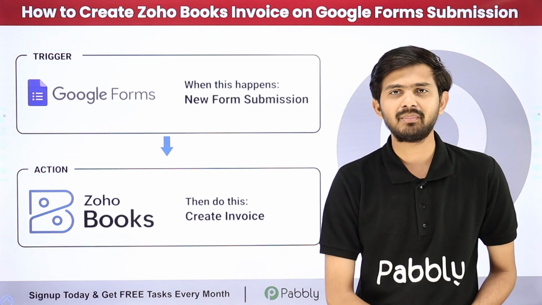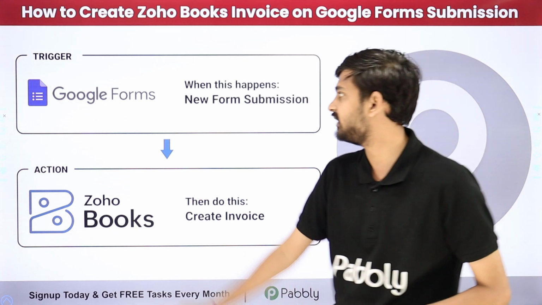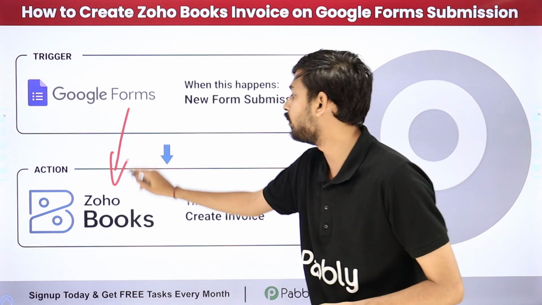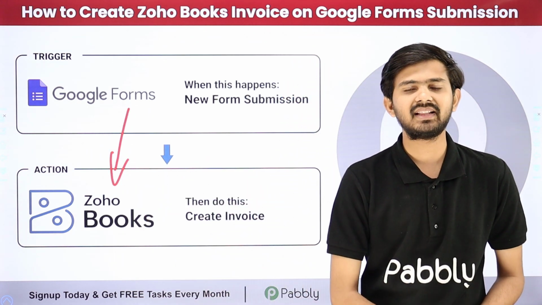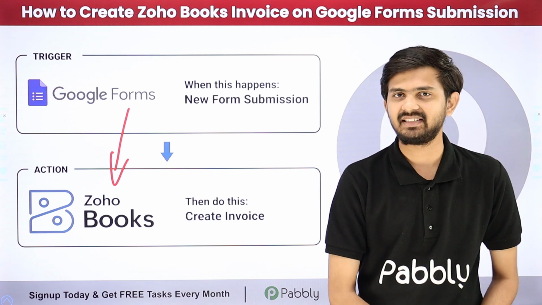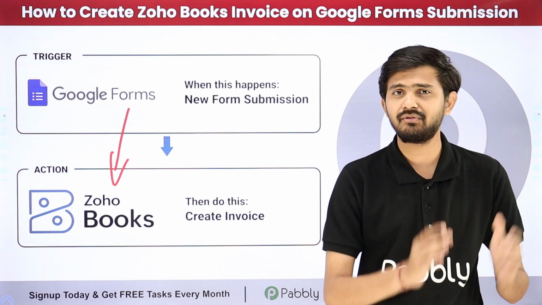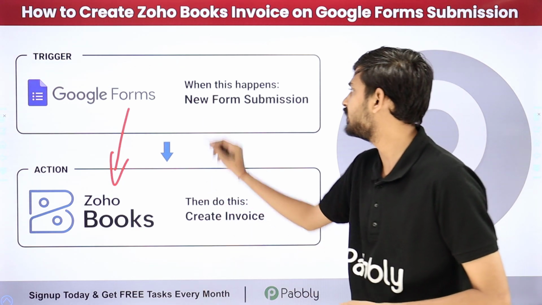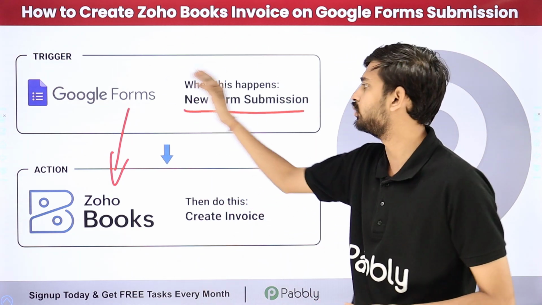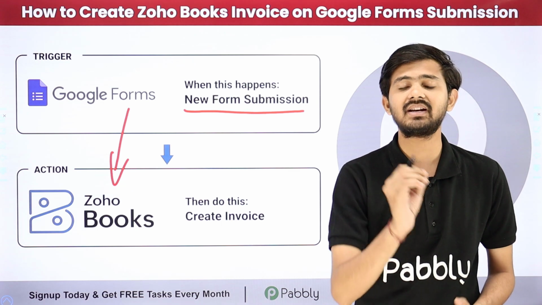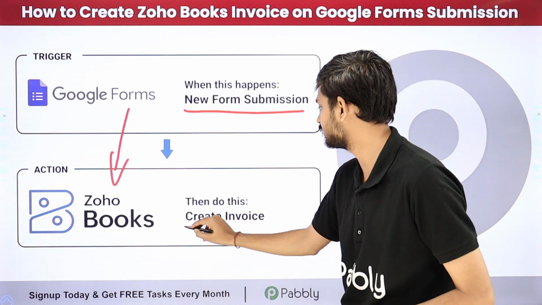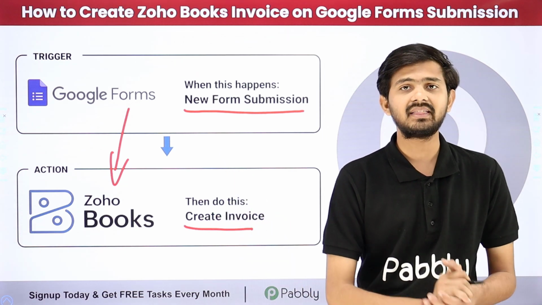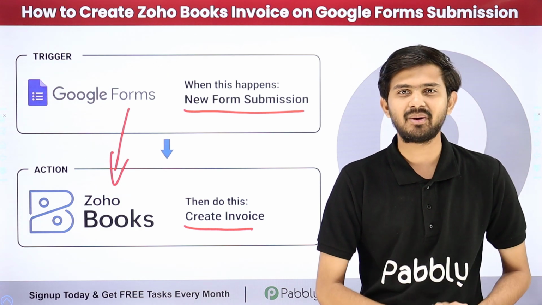So for doing this automatically, I need to build a connection between Google Forms and Zoho Books. For building this connection, I'm going to use Pabbly Connect. Pabbly Connect is an amazing software for automation and integration. Now with Pabbly Connect, whenever I receive a new form submission or a new order through Google Forms, then automatically I will create a new invoice in Zoho Books. So how am I going to build this connection? For that, let me take you to my computer screen.